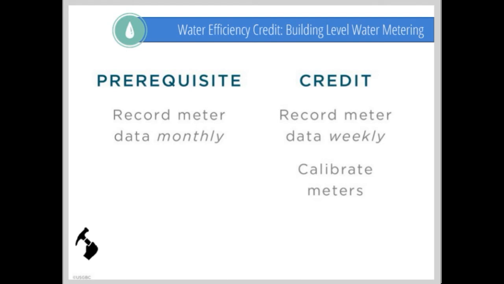The team shall collect meter data for each subsystem at least weekly during the performance period and calibrate meters in accordance with the manufacturer's recommendation. Note that if the manufacturer does not recommend recalibration within 10 years of installation, the team should recalibrate or replace meters every 10 years.